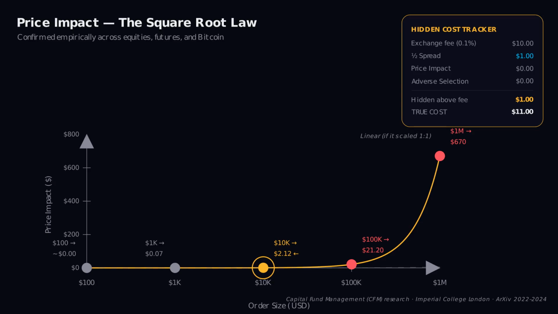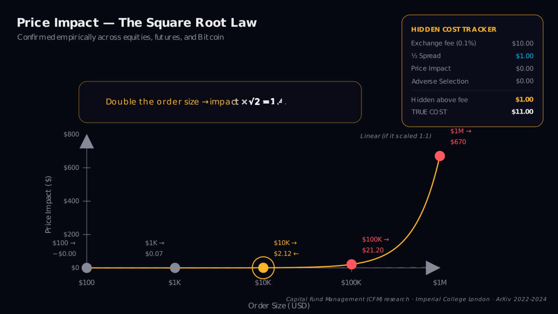This is why institutions employ entire teams of execution specialists. The key insight: double your order size. Impact increases by the square root of 2, 1.4 times, not 2 times. This is why slicing orders works. For our $10,000 trade, $2.12 in price impact, added to the tracker.